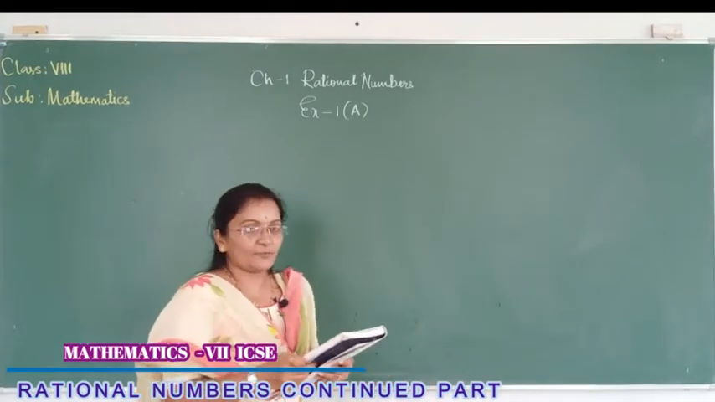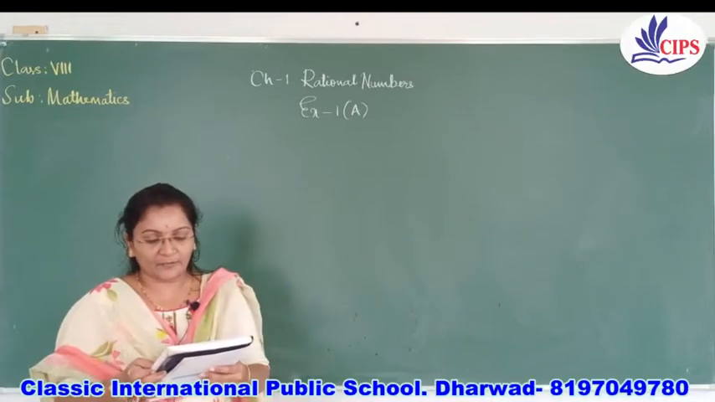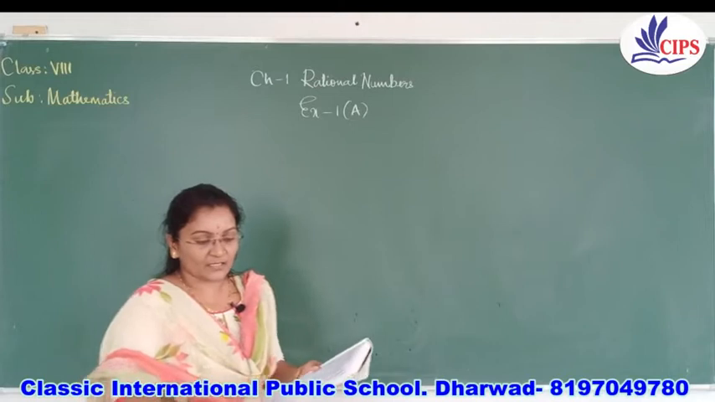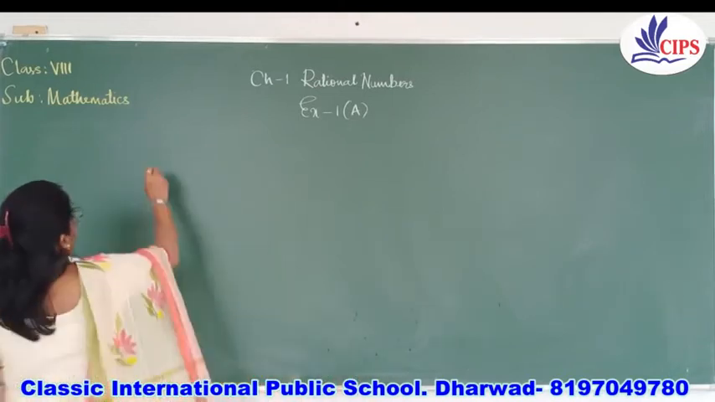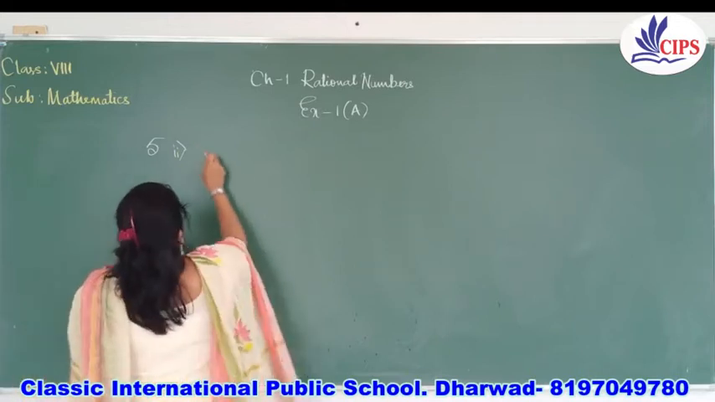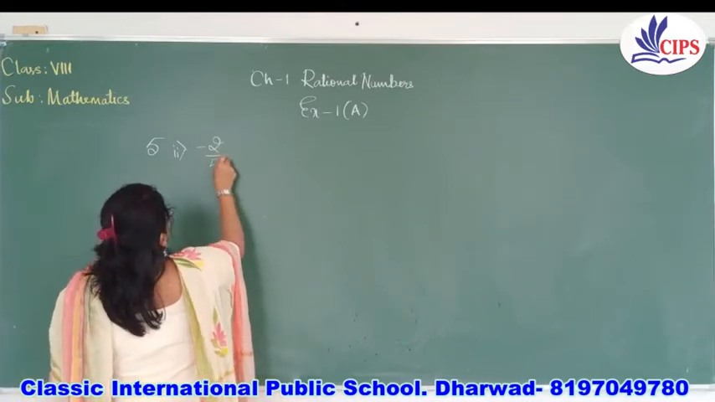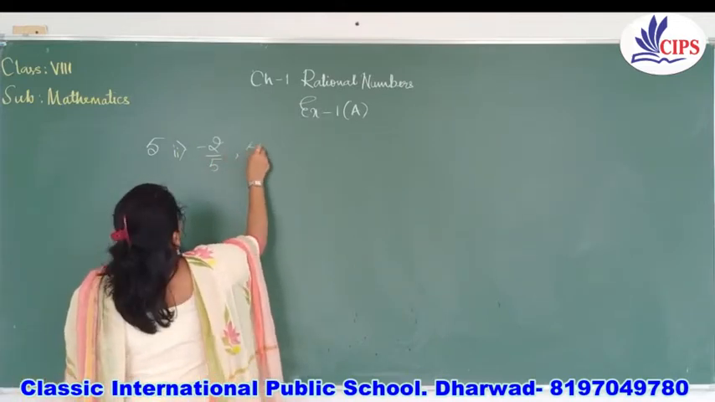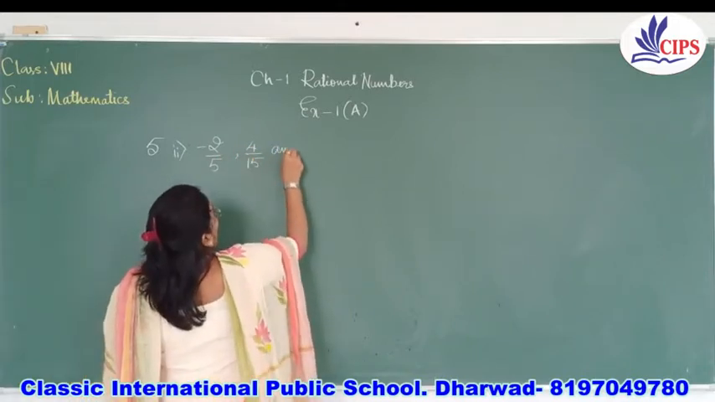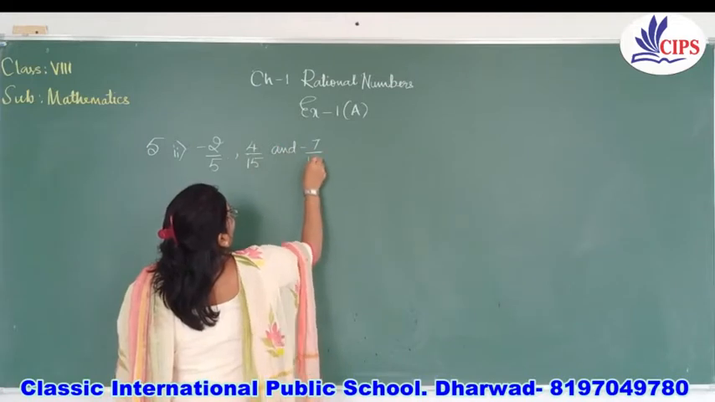For each set of rational numbers given below, verify the associative property of addition of rational numbers. So here I'll start the second sum, that is, fifth main second sum. We have to verify the associative property for these numbers: minus 2 by 5, 4 by 15 and minus 7 by 10.